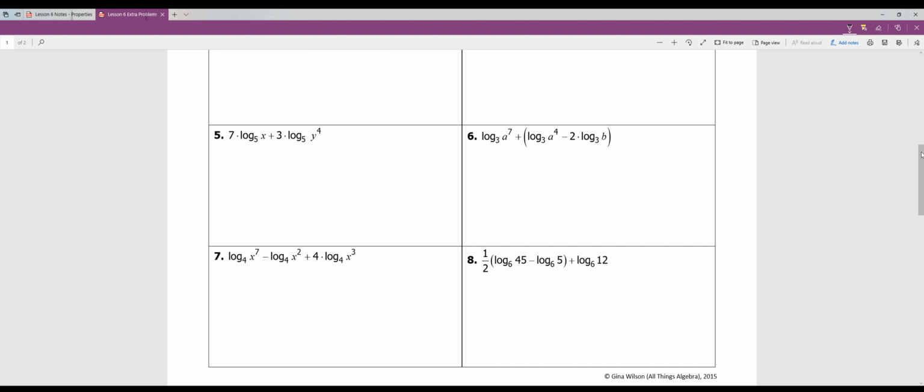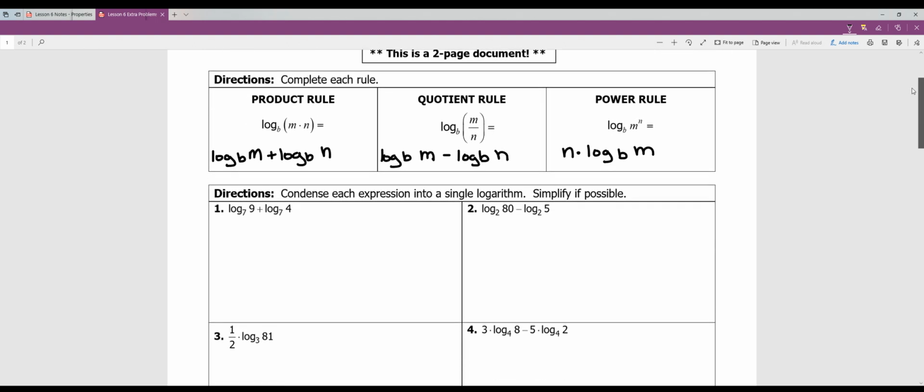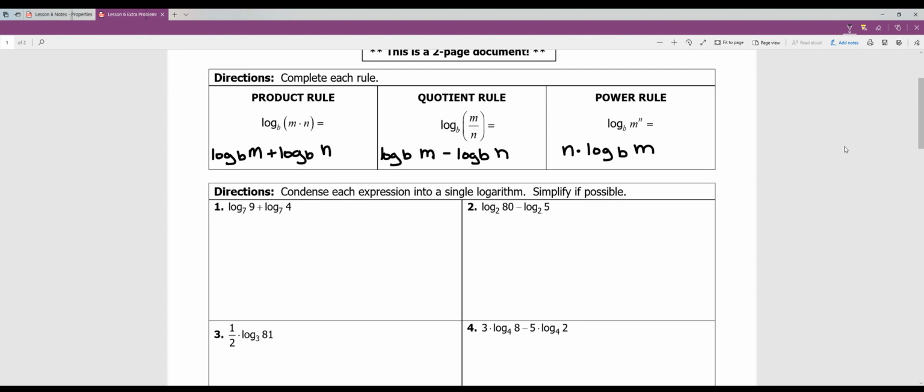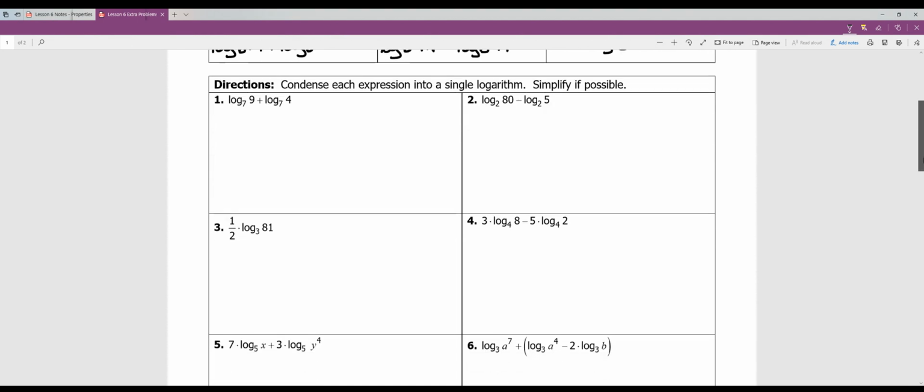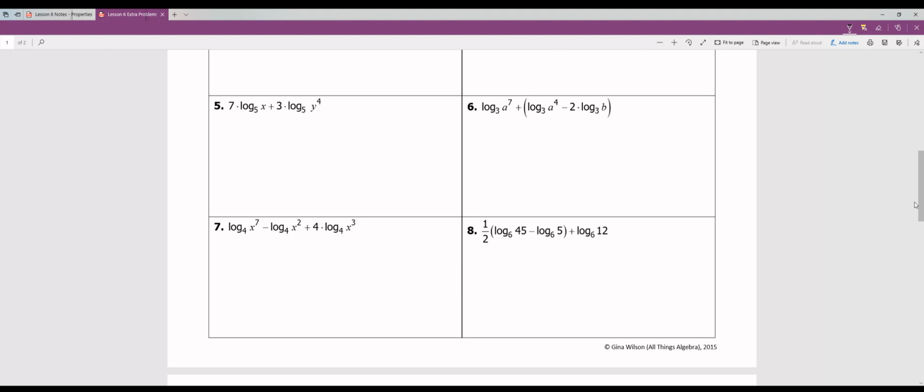All right, we are going to work a couple more problems on properties of logs. Up here at the top, I have my product rule, quotient rule, and power rule in case you need to see them again. We are first going to work problems 6 and 8 here where we are condensing these logs. So let's start with number 6.